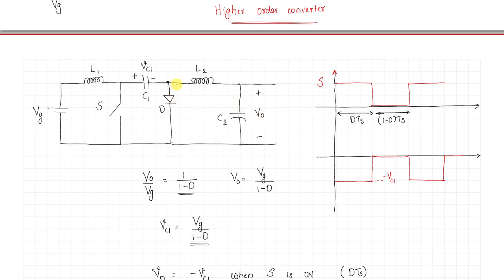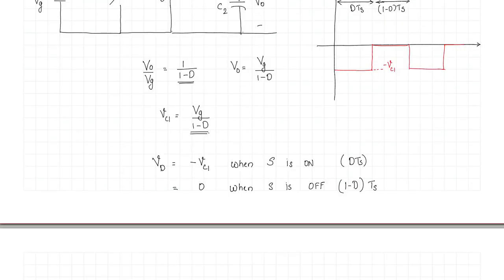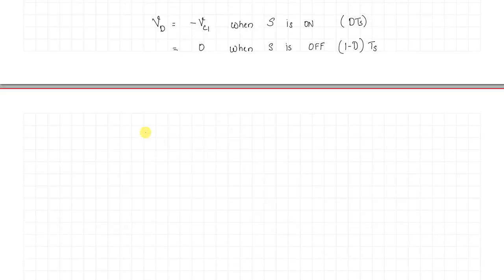And this V0, as we know, because the LC filter is a low pass filter, you will get whatever DC component is there in this waveform of diode voltage. And that is easy to calculate. The average value of the output voltage is therefore equal to the average value of Vd, and Vd average value is 1 by Ts times minus Vc1 times dTs plus 0 times 1 minus dTs, that doesn't contribute anything. Therefore this becomes minus d times Vc1.